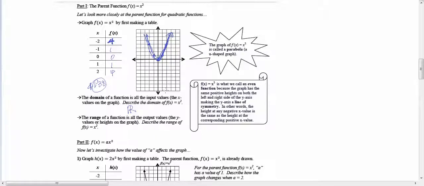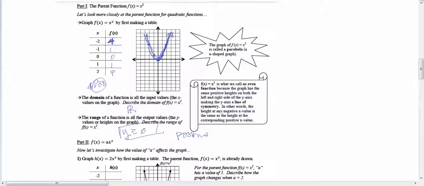And the answer is no. My y will never come out negative because it doesn't matter what x value you give me, I will never get a negative y value, because anything times itself is going to be a positive number. So the way you would describe the range of this thing is y is bigger than or equal to 0, and that would be the range, or all non-negative values.